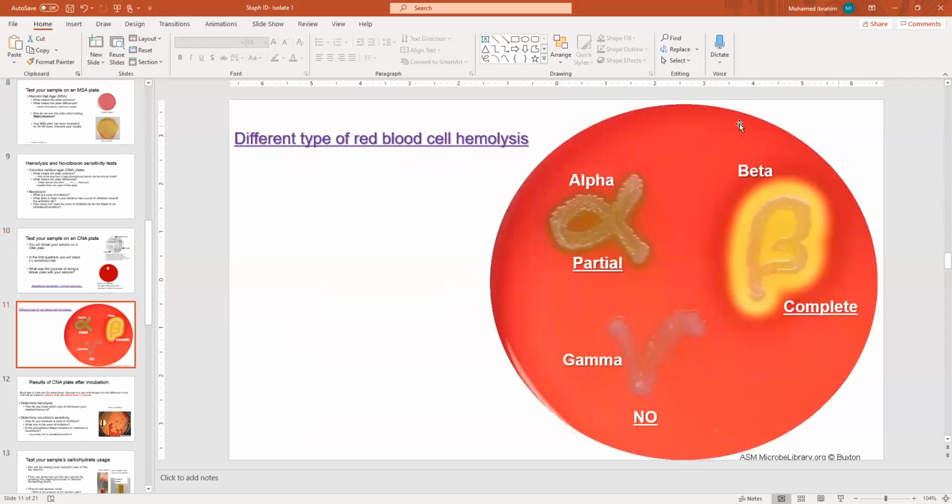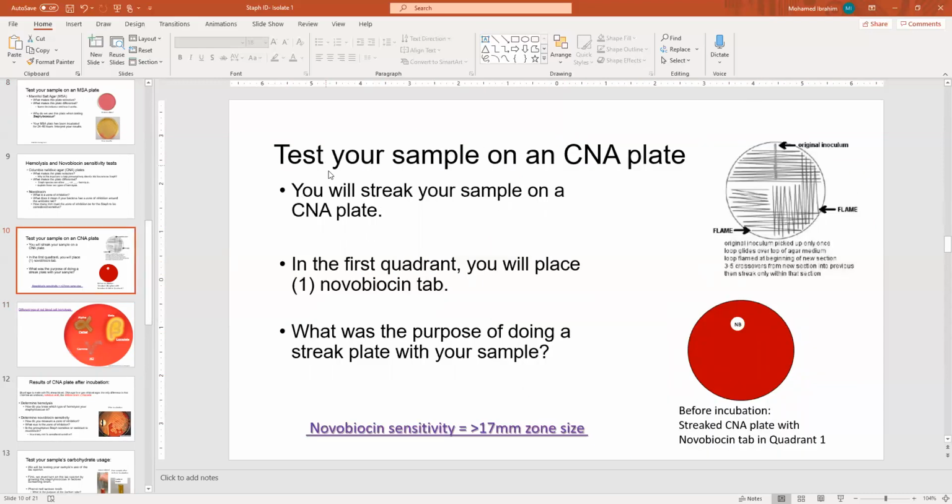This kind of media, as you can see, is red. So it has sheep blood cells, and it has nalidixic acid. It's an antibiotic which inhibits gram-negative bacteria. So if you have a sample, say from your skin, that you need to isolate staph from, and you grow it in this media, this is selective. So only gram-positive will grow. Gram-negative cannot. Why? Due to the presence of nalidixic acid, an antibiotic, okay?